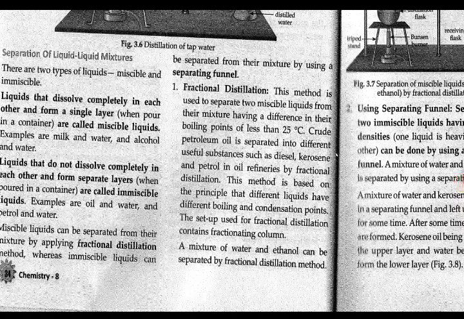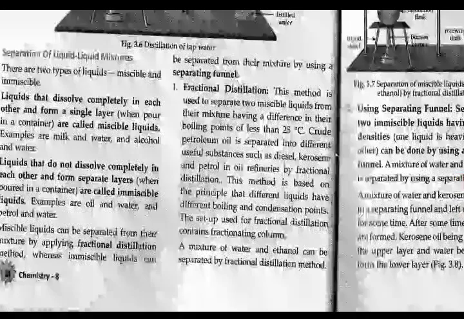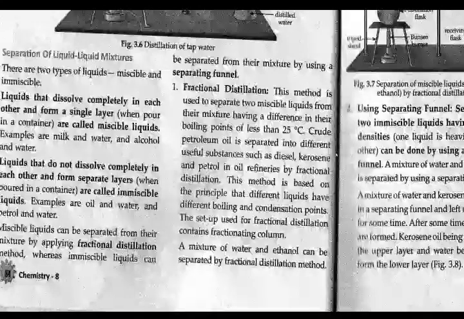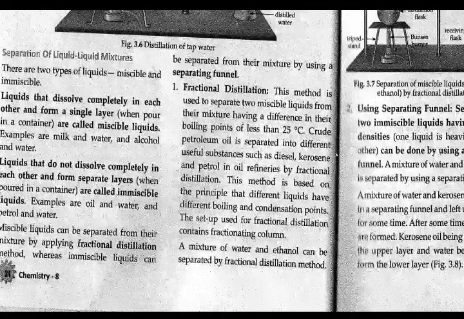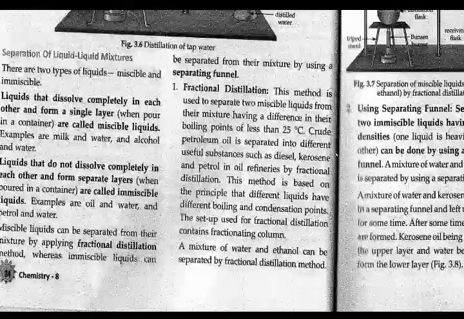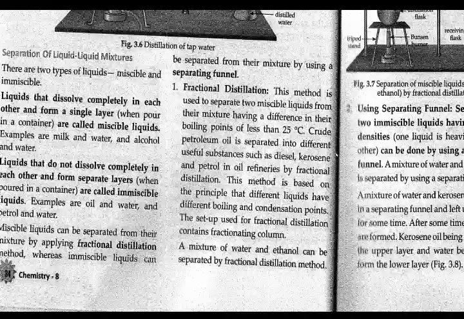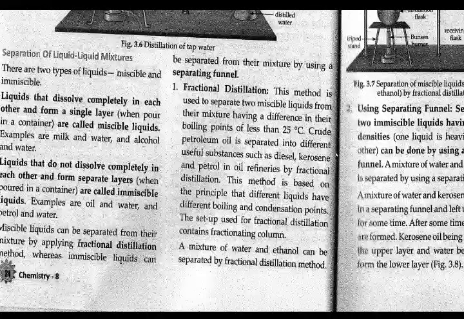We already know that there are two types of liquids, miscible and immiscible. Miscible liquids are the liquids which mix with each other. For example, you can take water and alcohol, they mix with each other and you cannot see them in the form of two different layers. But immiscible liquids do not mix with each other. For example, when you mix oil and water together, they form two separate layers. These are known as the immiscible liquids.